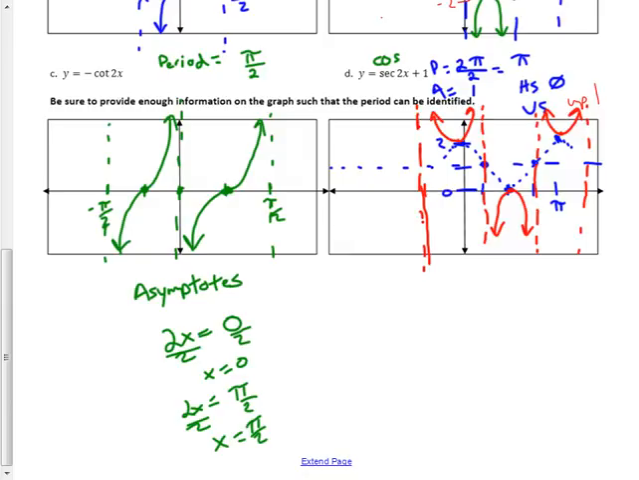Take some time. You have to do the graphing. Do not just watch this video. You have to try the graphing in order to make sure that it makes sense to you.